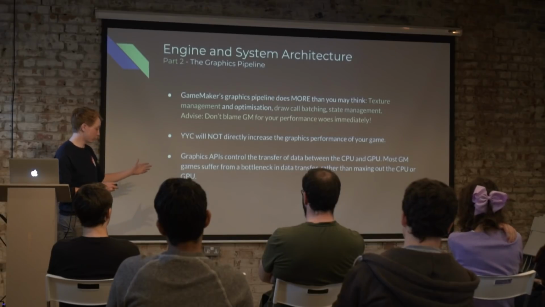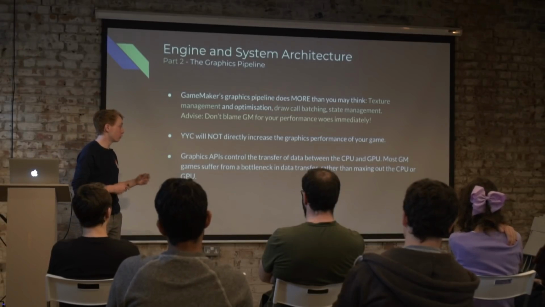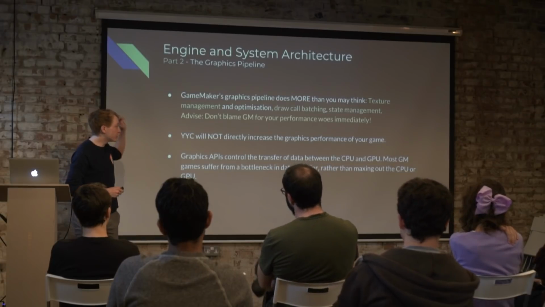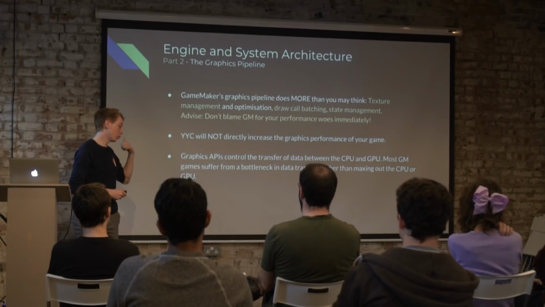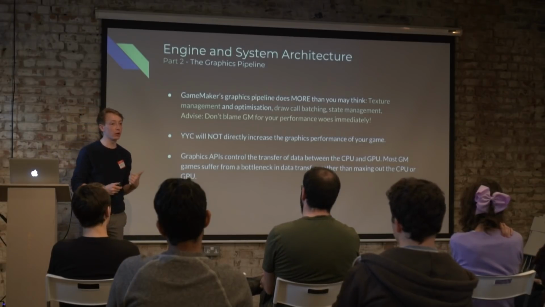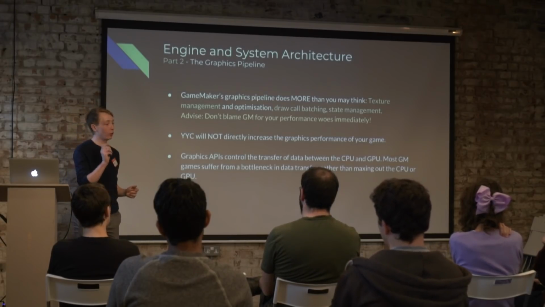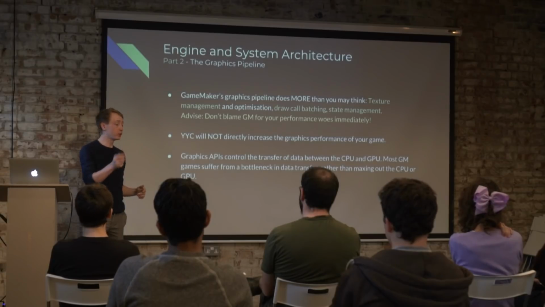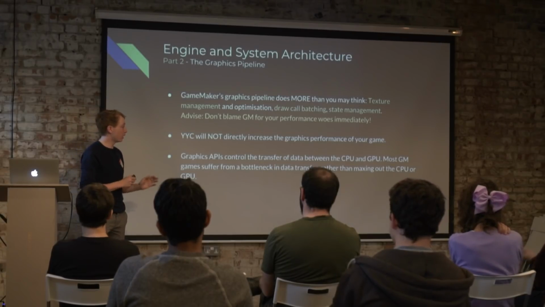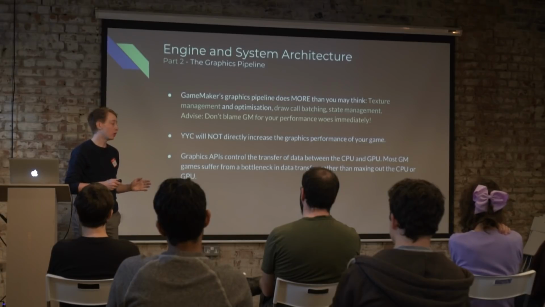The graphics API's responsibility is to transfer data and manage the communication between the CPU and the GPU. So every single interaction, every draw, every time you want to change texture, every time you want to change some rendering property, whether it's the color, the blend mode, things like that, a little message is sent from the CPU to the GPU, and this is where most games slow down.